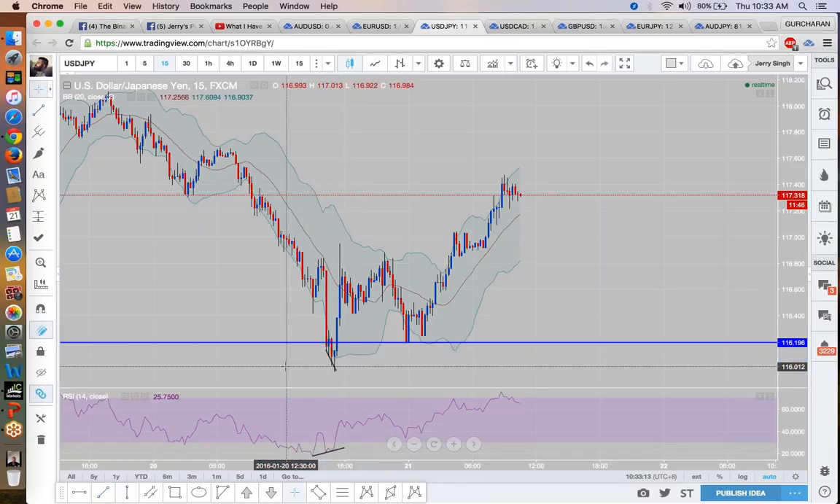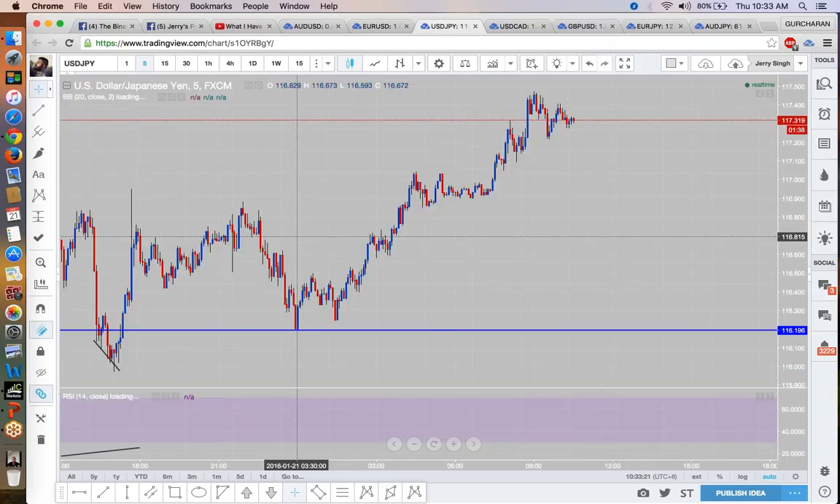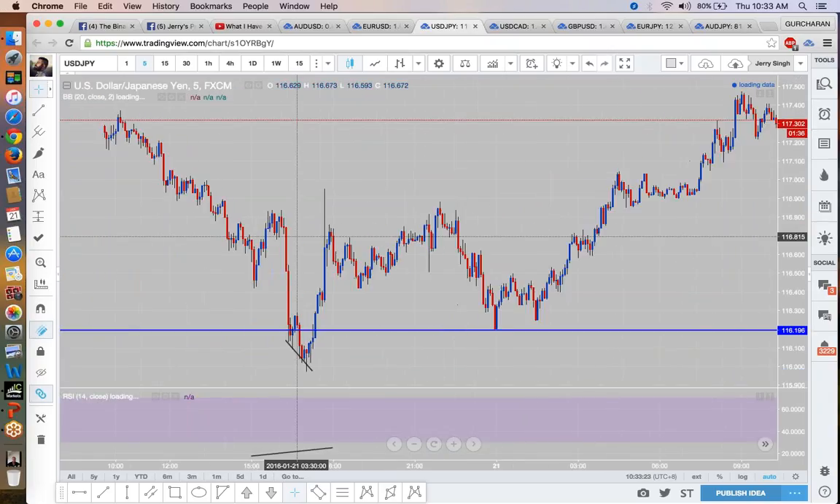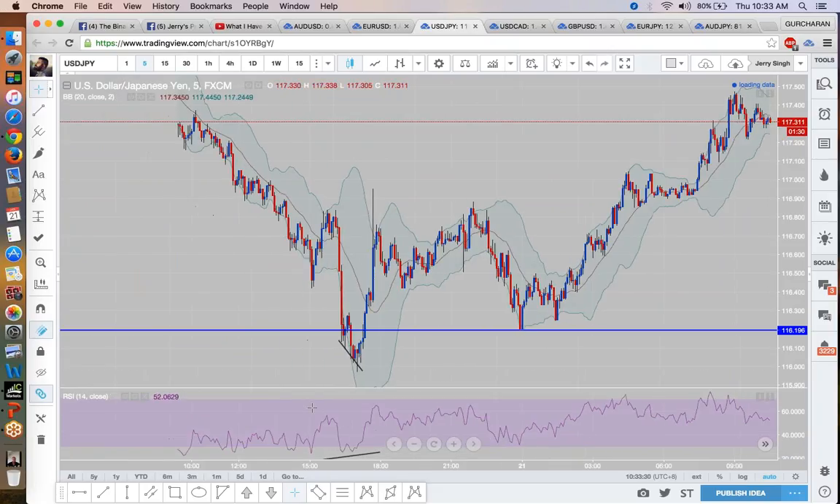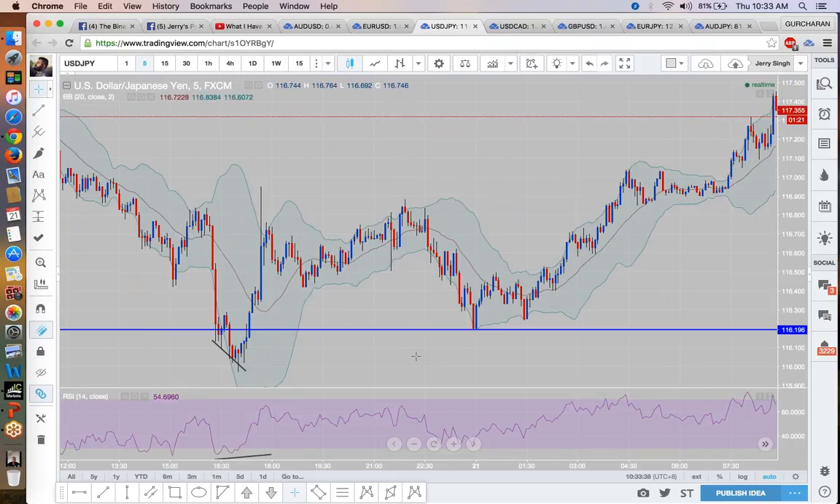See? It might seem small if you go on an M5. It'll be bigger than what it is right now. See that? Divergence to the downside, divergence to the upside. Now, how many times do these trades work? Not all the time. How many times do you get divergence? How many times does divergence fake out? All the time.